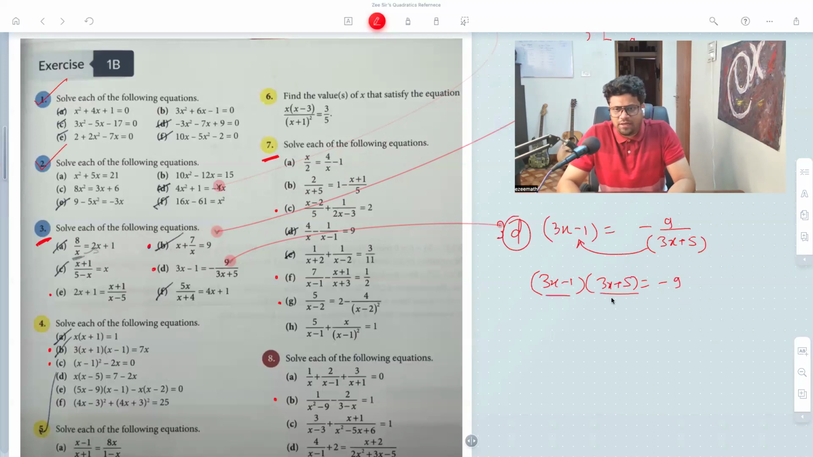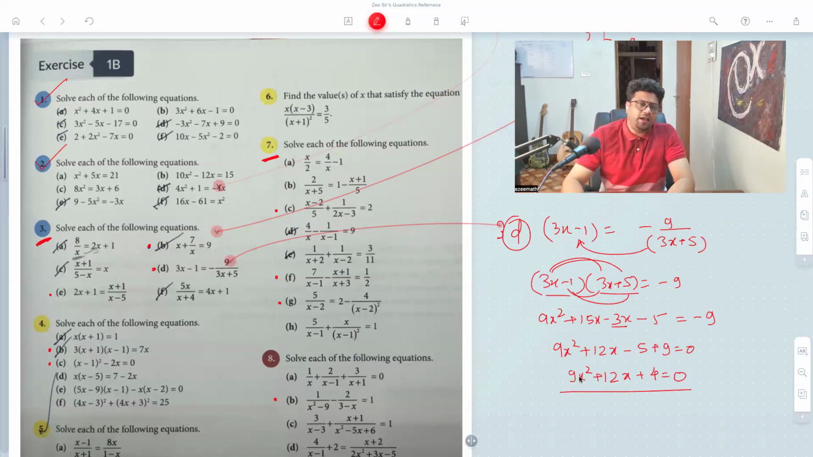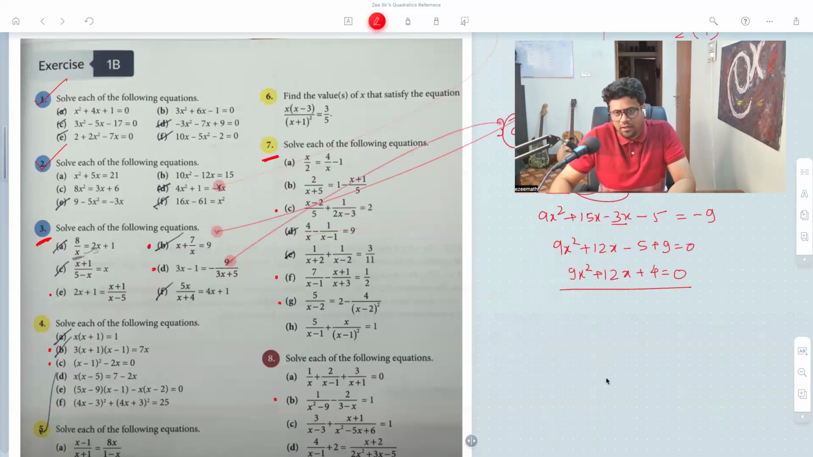Now, you're going to have to multiply these two. 3x with 3x gives you a 9x square. 3x with 5 gives you a 15x minus a 3x minus a 5. This multiplies, gives you a minus 3x. These two multiply, give you a minus 5 equals minus 9. Now you're looking at 9x square plus 12x minus a 5 plus a 9 equals 0. So we are looking at 9x square plus 12x plus a 4 equal to 0. Again, it is a quadratic that you can solve from there.